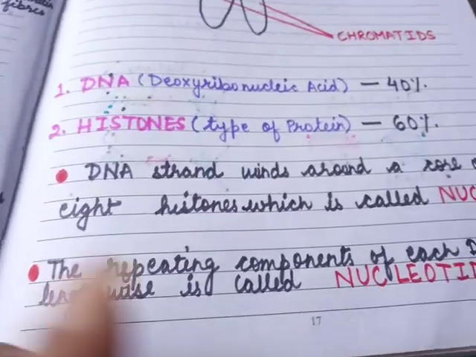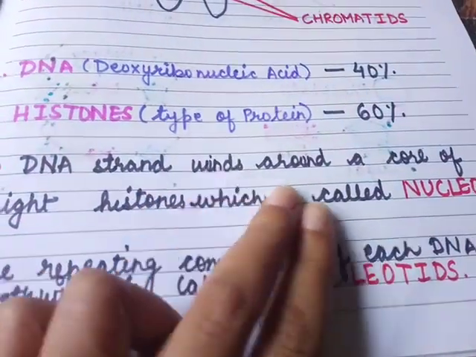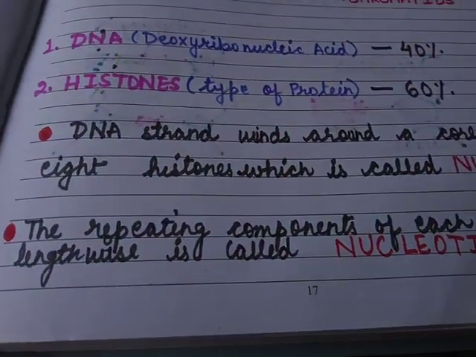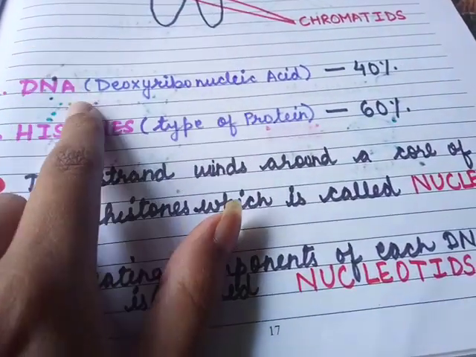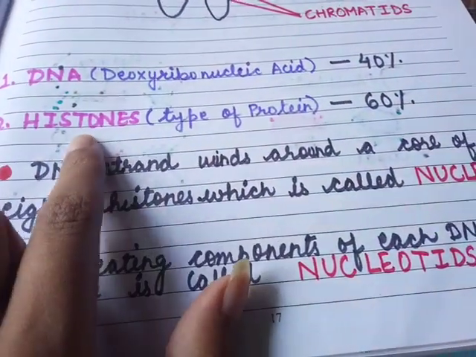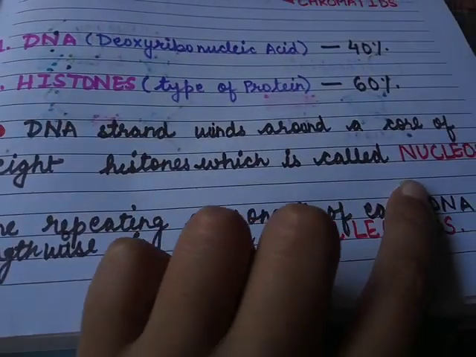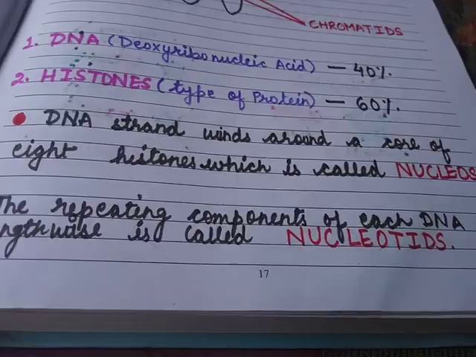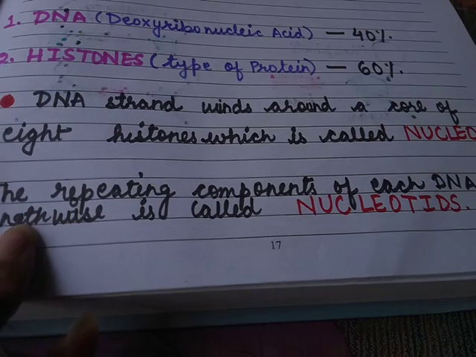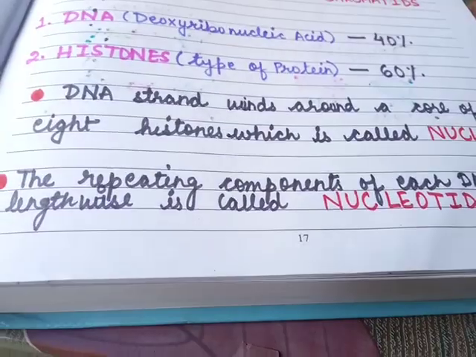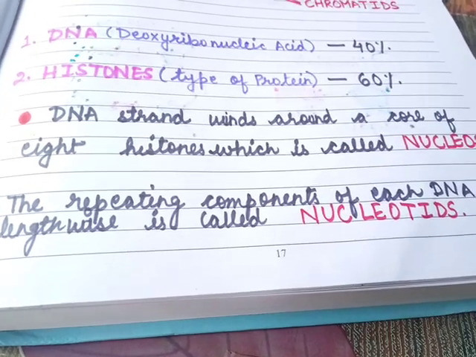We are now going to study about the DNA. The DNA strands wind around a core of 8 histones. One DNA core contains 8 histones. You can see histones, which are known as nucleosomes. And the repeating components of each DNA strand lengthwise are known as nucleotides. When I send you the notes, you will get all these things.